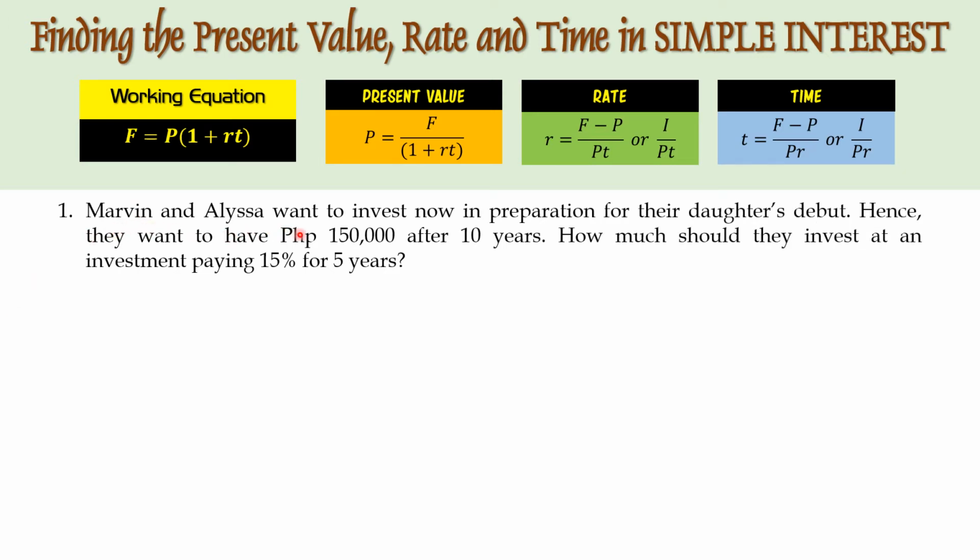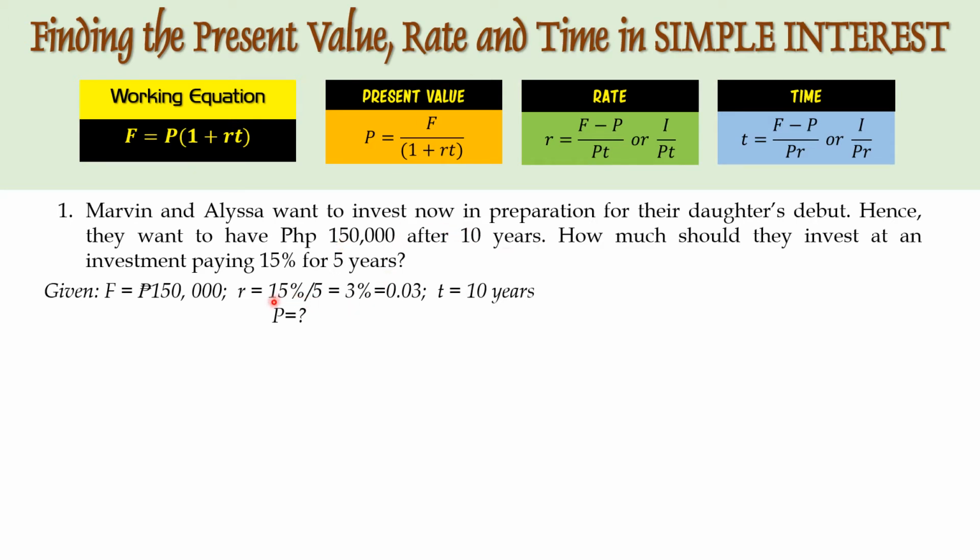Marvin and Eliza want to invest now in preparation for their daughter's debut. Hence, they want to have 150,000 pesos after 10 years. How much should they invest at an investment paying 15% for 5 years? First step is to present the given. So we have here 150,000 as the future value since ito yung gusto nilang ng pera after 10 years.